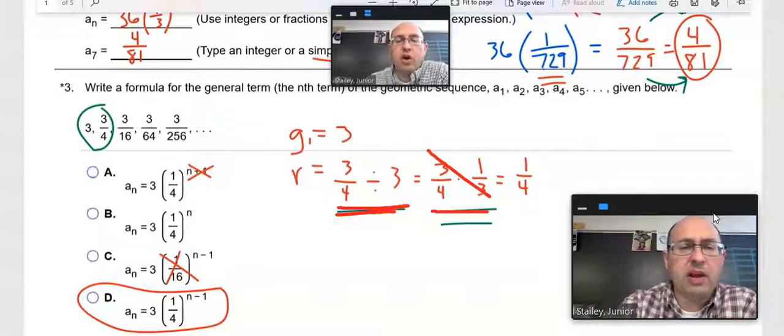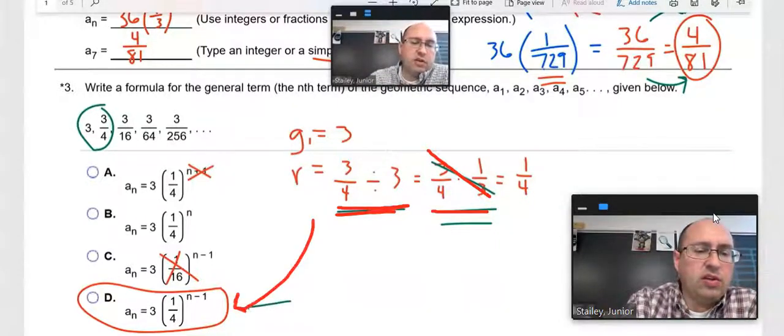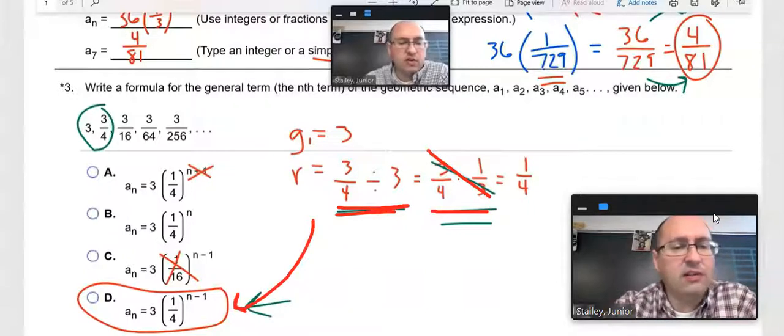So now I know that the multiplier is 1/4, and we know that the first term is 3. Therefore, we can then write the equation, letter choice D. Thank you very much.